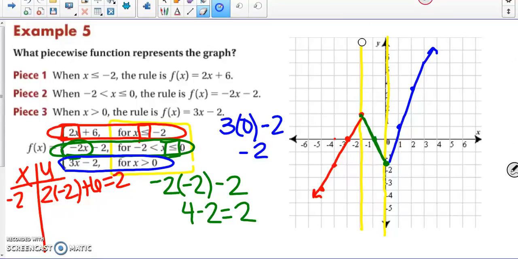Once again, I'm going to take away these yellow lines so that I don't get confused with them being part of my graph. They're just to help me understand where my domains are stopping. That's it for piecewise functions.